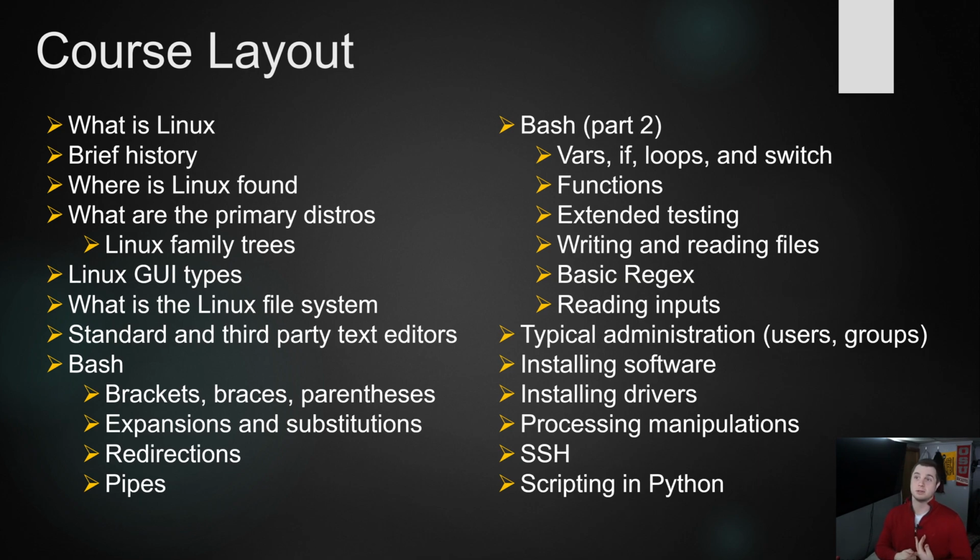Linux GUI types, okay. File system for Linux, okay. Standard and third-party text editors, okay. I'll be using Visual Code for the most part, unless there's a reason not to, and then I'll be using Nano. Bash. Most of this course is going to be Bash, typical administration stuff: users, groups, permissions, things like that, software, drivers. Process manipulation, so nice for the most part. Hey, we're going to change the priority of that process. SSH, more importantly TLS, and then scripting in Python as well.